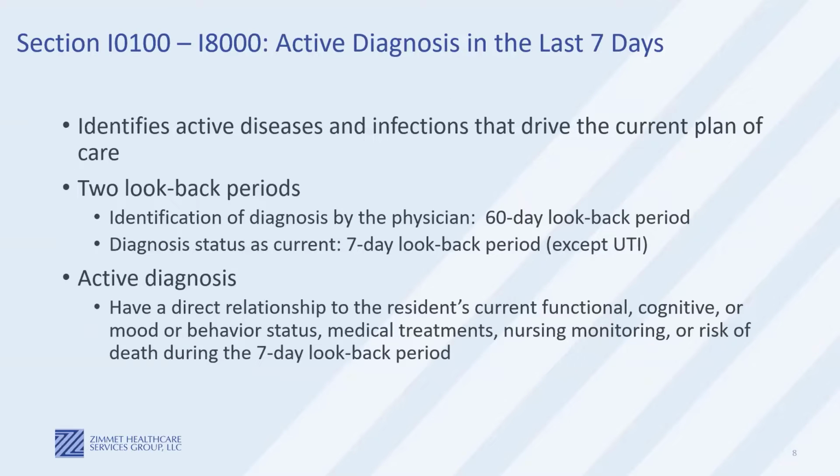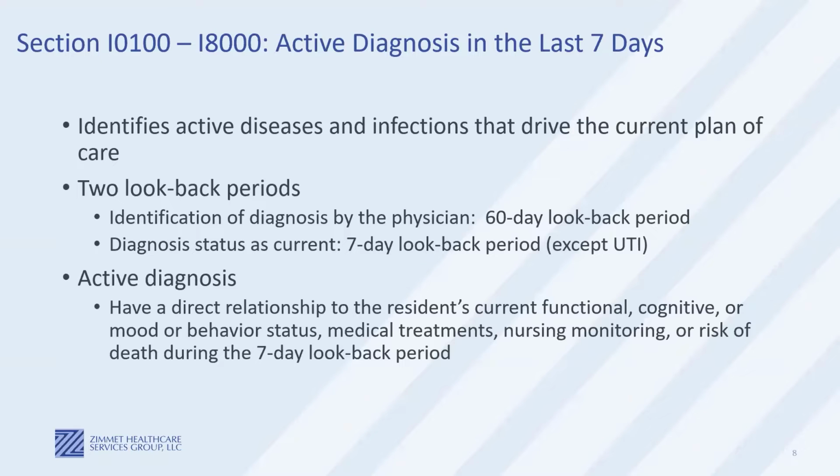Then we have our section I-100 through 8,000. These are specifically active diagnoses in the past 7 days. This looks at active diseases and infections that drive the current plan of care. They have, again, a relationship to the resident's current cognitive, functional, mood or behavior status, their medical treatments, nursing monitoring, or risk of death during the 7-day look-back period, except our UTIs, which looks back 30 days.